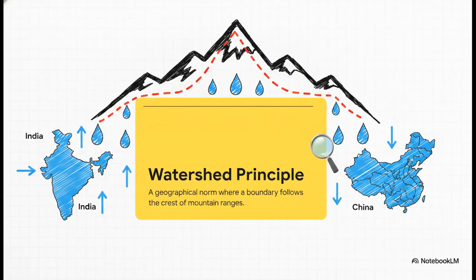Jumping all the way across the Himalayas to the eastern side, we hit a totally different geographic logic, the watershed principle. Imagine drawing a line right along the absolute highest crests of a mountain range, where water falling on one side flows north and water on the other side flows south. India argues their boundary here legally follows this Himalayan watershed, citing it as a widely accepted international norm. And interestingly, they note China itself has used this exact same principle in other treaties.